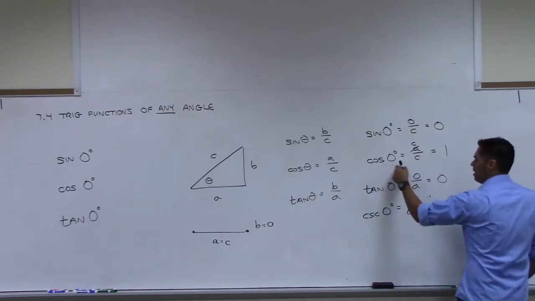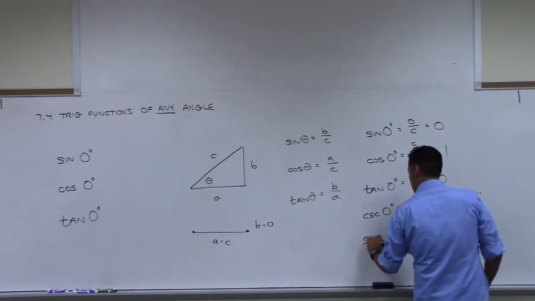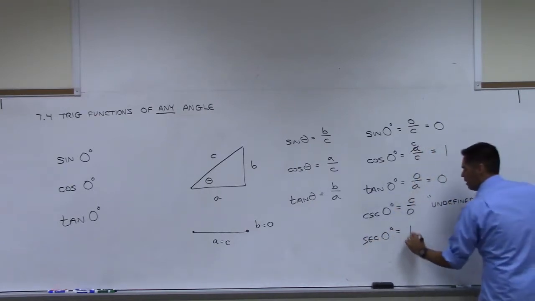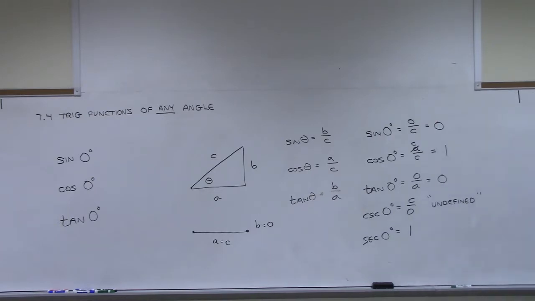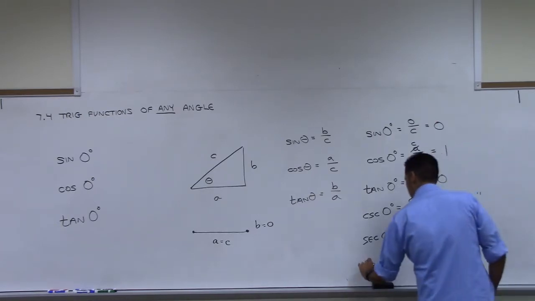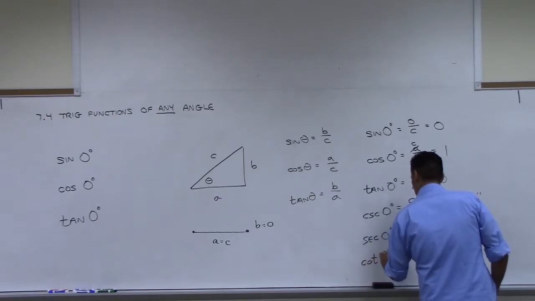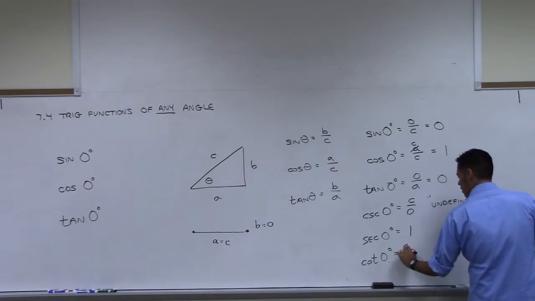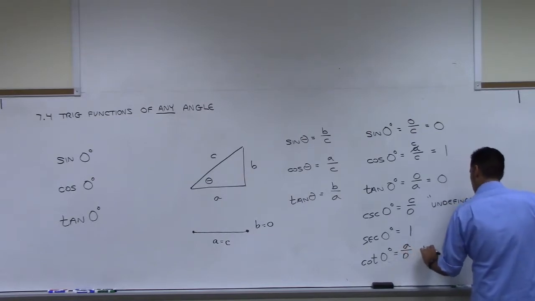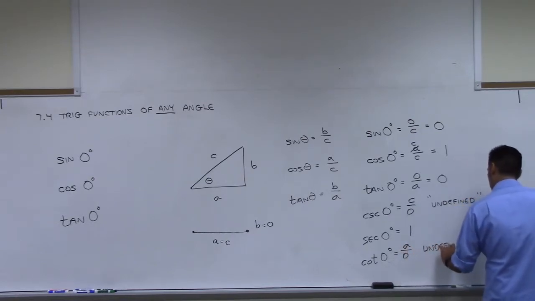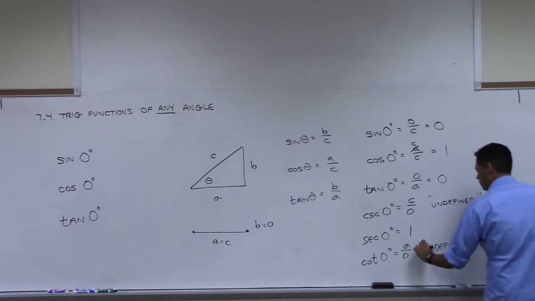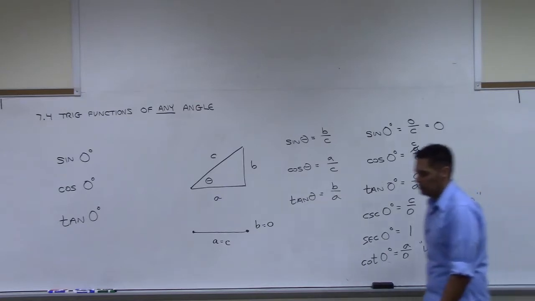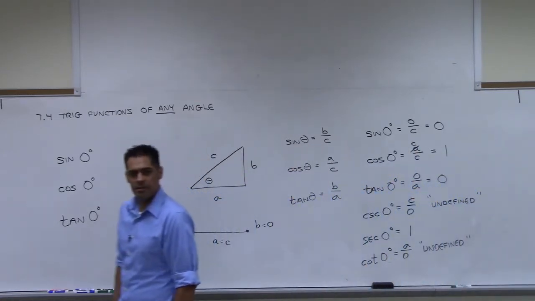And then cosine, flip it over, you get secant of 0 should be the reciprocal of 1, which is just 1. And then cotangent of 0 should also be undefined, because you're going to get A over 0, undefined. All right, does this make sense?